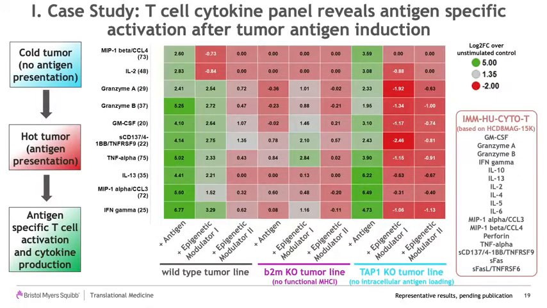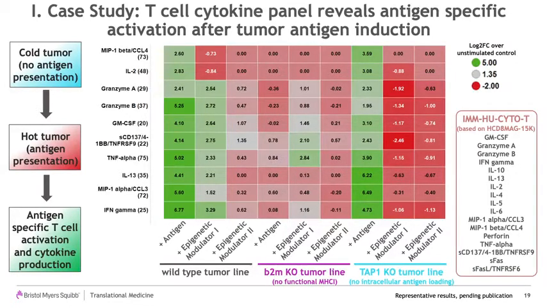The heat map shows the cytokine data from the 17-plex for a selection of key analytes. Data is represented as a log two-fold change of the induced cytokines over the control in the absence of antigen-specific recognition. Across the x-axis, we have a selection of tumor cells. The wild-type tumor cell that is loaded with the antigen serves as a control.